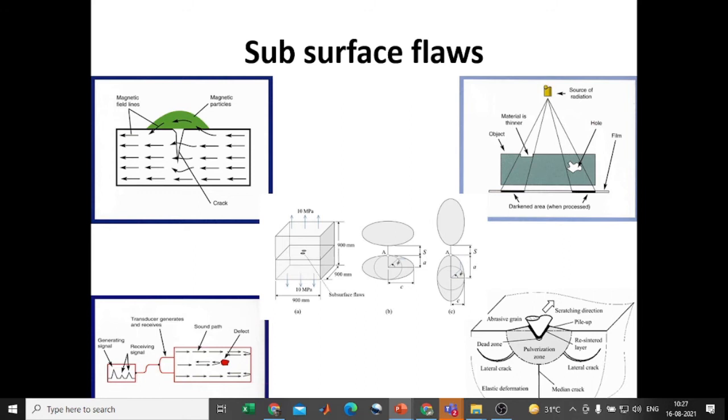After that, with the incorporation of non-destructive testing procedures in our manufacturing industries, we may identify flaws such as cracks. You see here, on the top left corner, there is a workpiece available. In that workpiece, a subsurface crack is present.